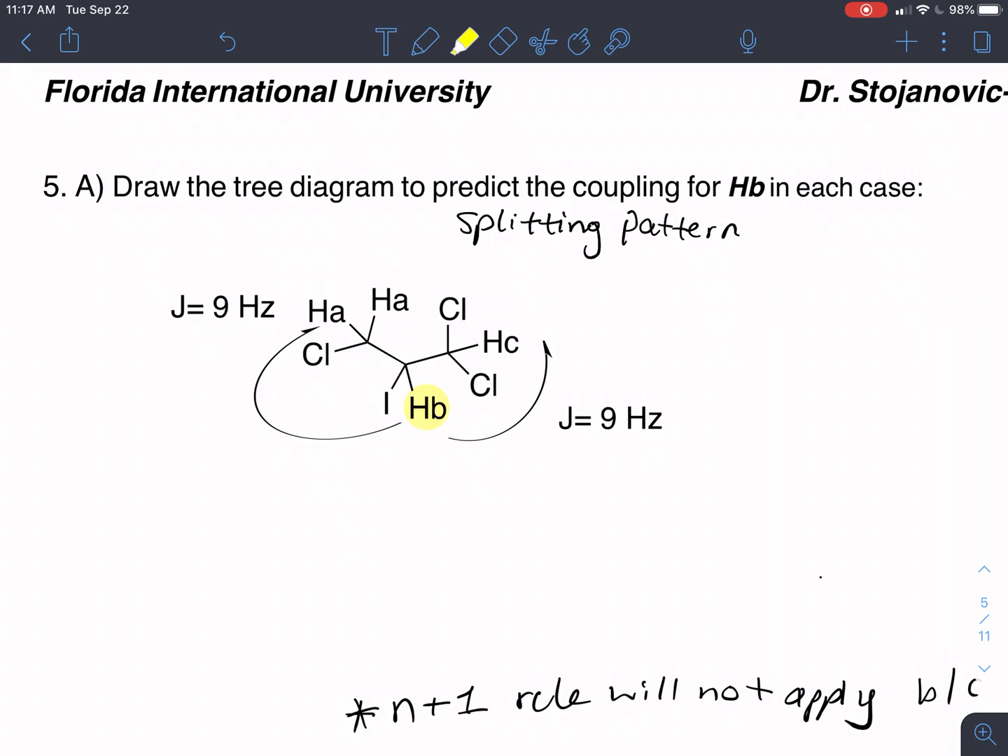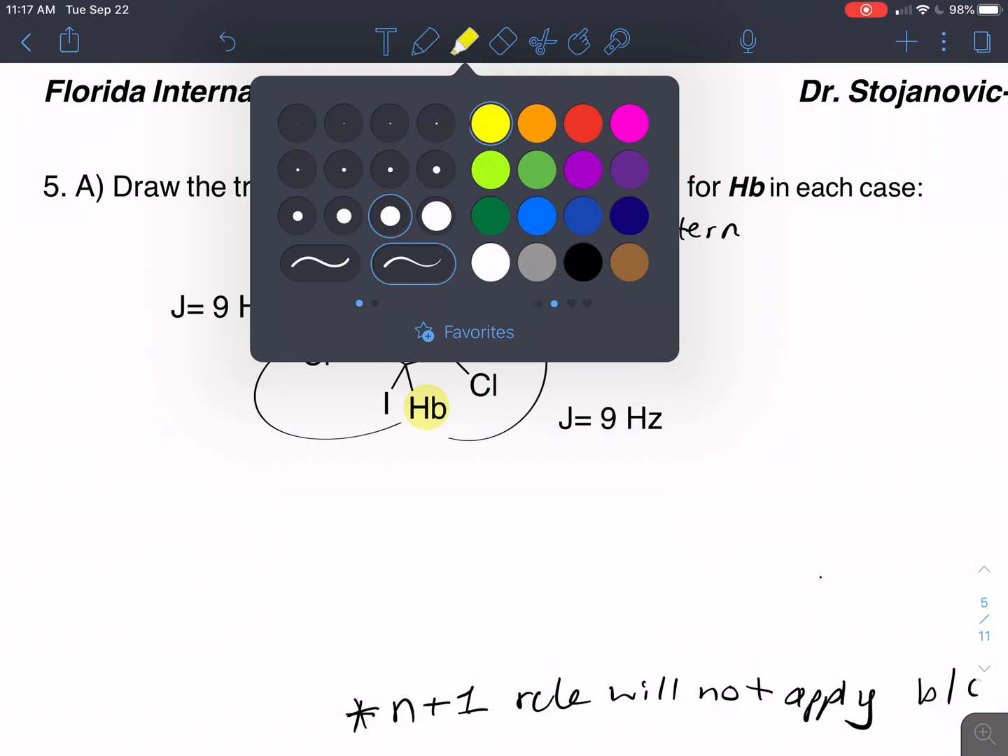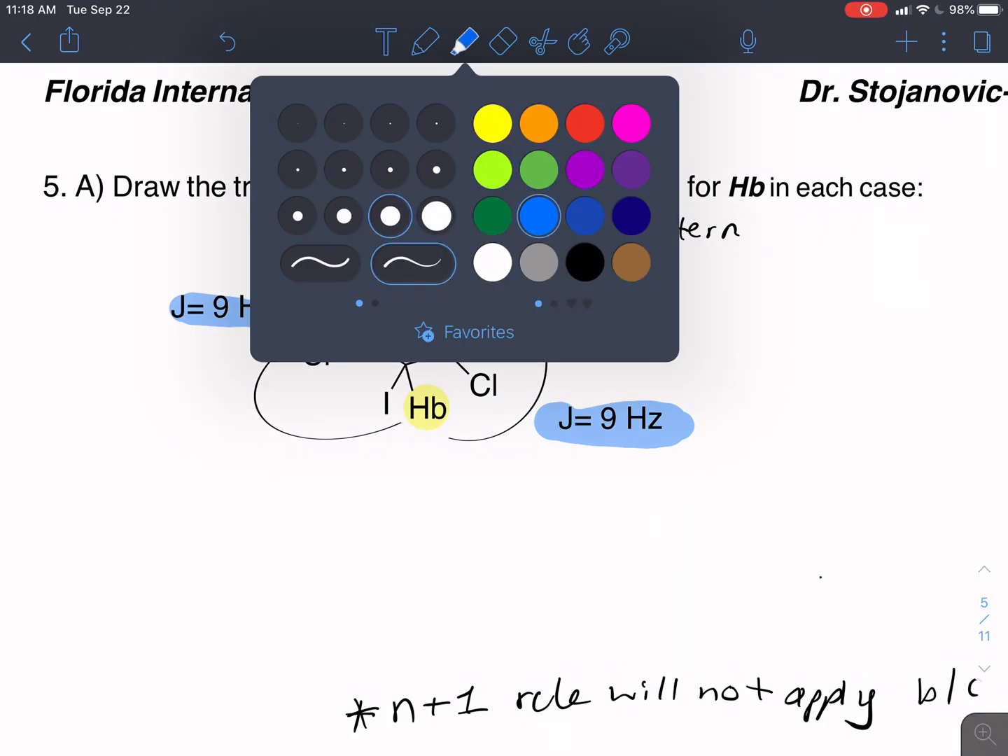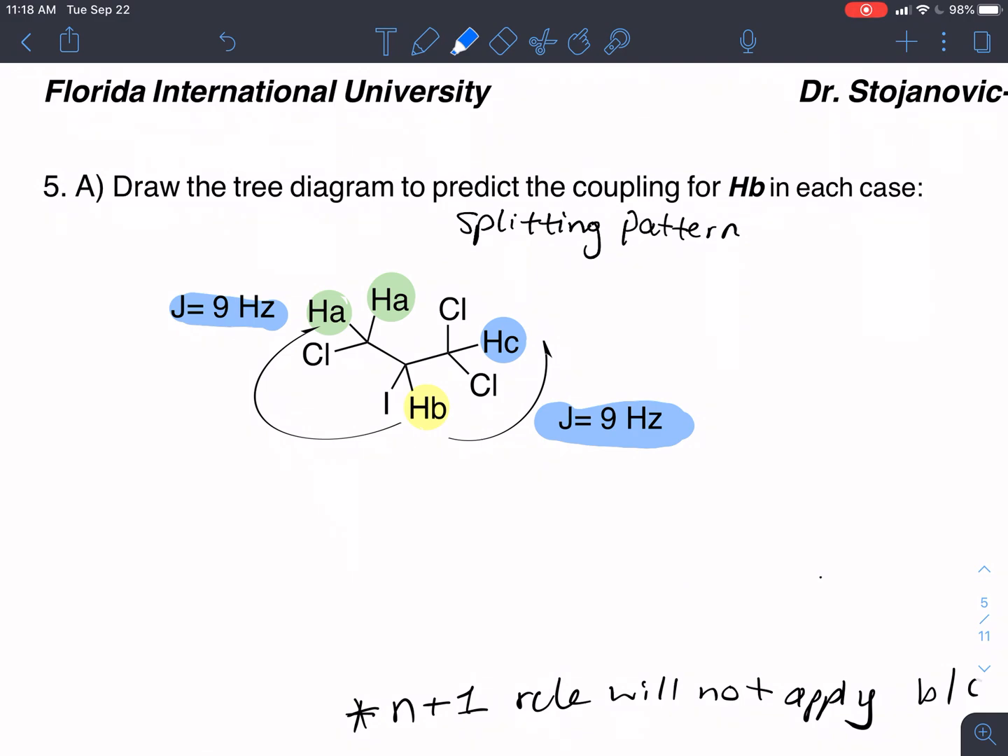The first thing we have to consider is the coupling constant. The coupling constant in this case for both proton relationships is J equals 9 hertz. The reason I say proton relationships, that's not an actual term, I just said that. But if you look here, you see that HB has how many neighbors? They have 1, 2, 3 neighbors. I highlighted these two in the same color because they are identical.